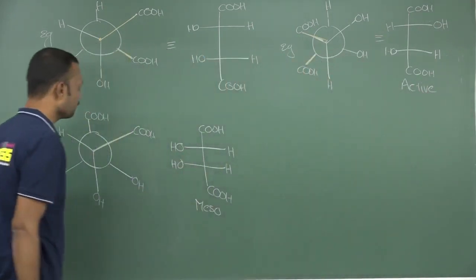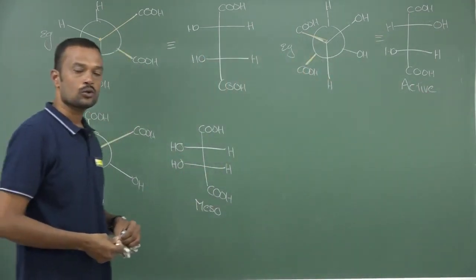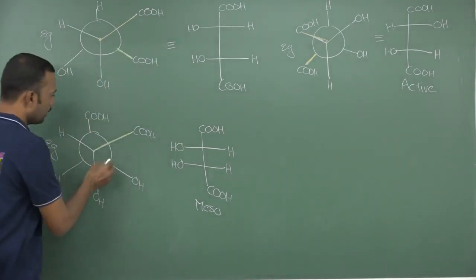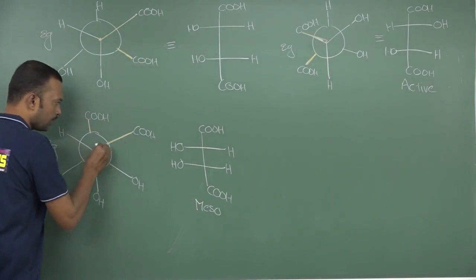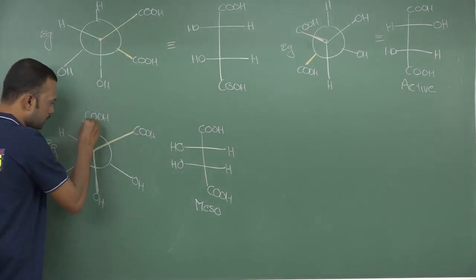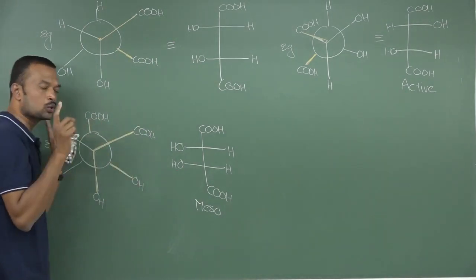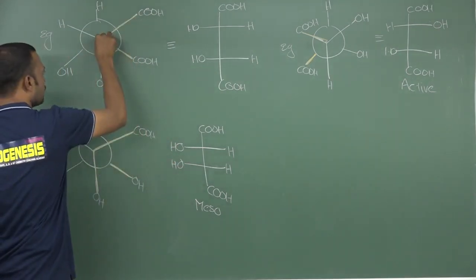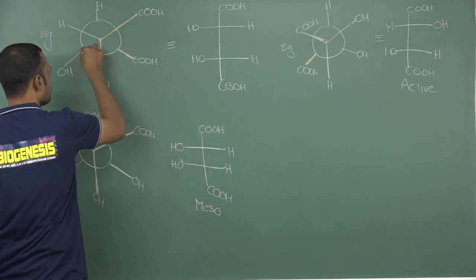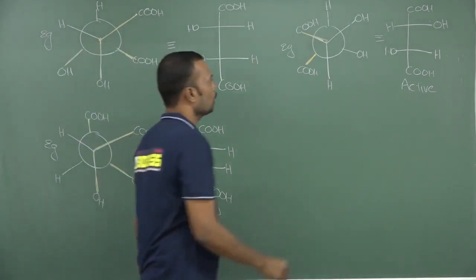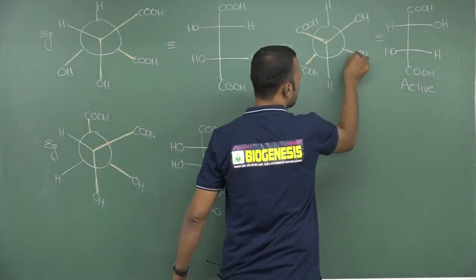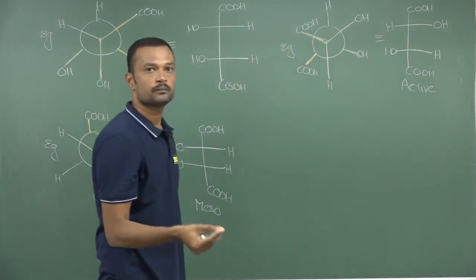Okay, now see, you can also identify the relation directly. See here, if this is leg, this is left hand, this is leg, this is left hand. If you are getting two left side, that is meso. And here also see, this is leg, this is left side, this is leg, this is left side. So it is meso. Now here see, this is leg, this is left side, this is leg, this is right side, left and right, that is active.